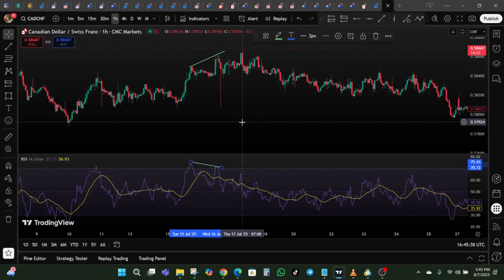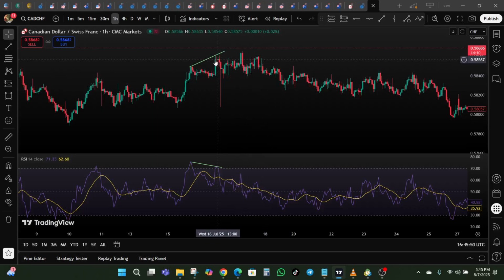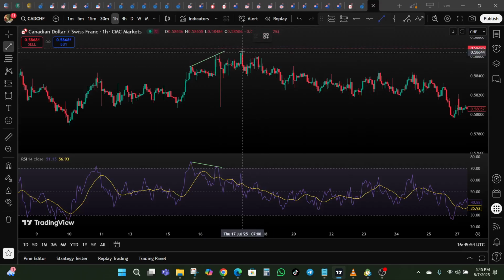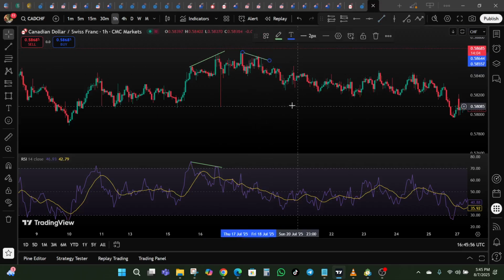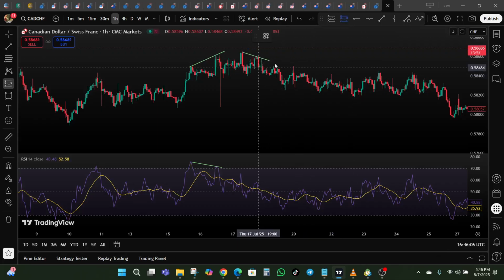Then you have to confirm with a break of structure. When you have a break of structure, then you enter on the first high with confirmation. So in this case, you can see we had a break of structure here. You can see that the price dropped and gave us lower highs, right? So you get a confirmation. This is the first lower high, right? So you enter after you get a confirmation candlestick pattern.